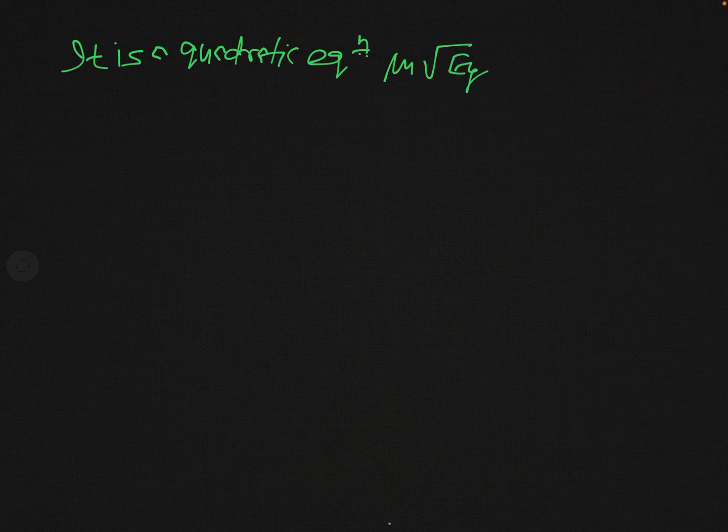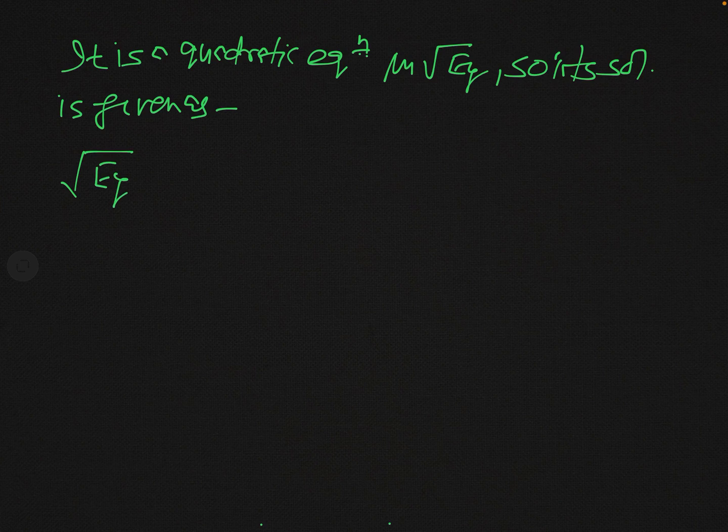So you can say it is a quadratic equation in root over Ey, and so its solution is given as, you know, the solution of a quadratic equation is simply x equal to minus b plus minus root over b square minus 4ac divided by 2a.